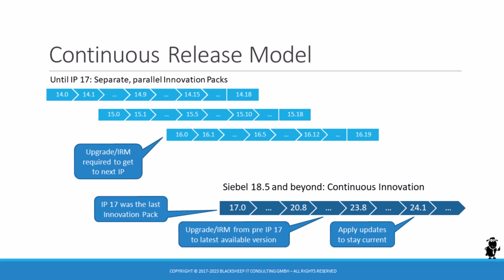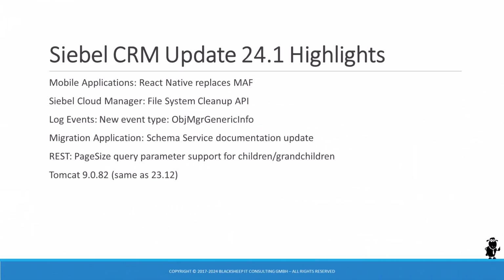So what's new in 24.1? Have a look-see. Siebel CRM 24.1 includes one official new feature, and as always, Oracle has packed a lot of bug fixes and documentation enhancements. Here are the highlights. In the Siebel Mobile Applications area, Mobile Application Framework, MAF, which was used to create the Android or iOS container app in 23.12 or earlier, has been replaced with React Native.